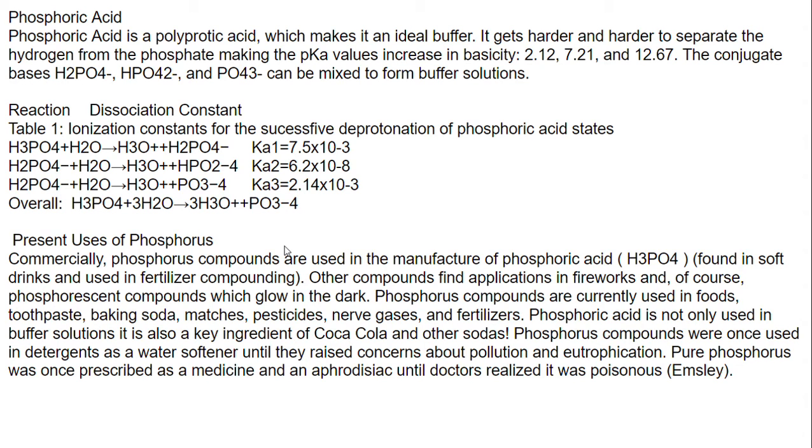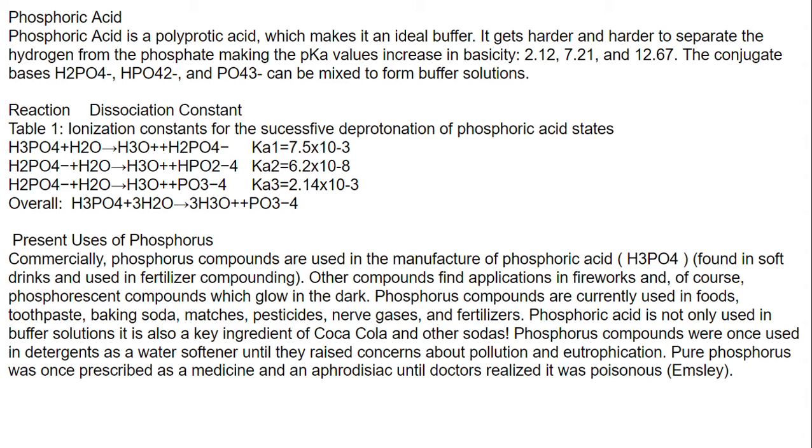Phosphoric acid is a polyprotic acid, which makes it an ideal buffer. It gets harder and harder to separate the hydrogen from the phosphate, making pKa values increase, and the conjugate bases can be mixed to form buffer solutions. Here the various dissociation constants are shown in tabular form: the ionization constants for the successive deprotonation of phosphoric acid, Ka1, Ka2 and Ka3, and the overall ionization constant are given.